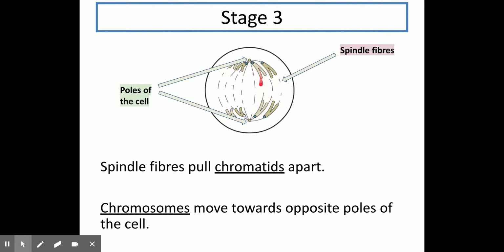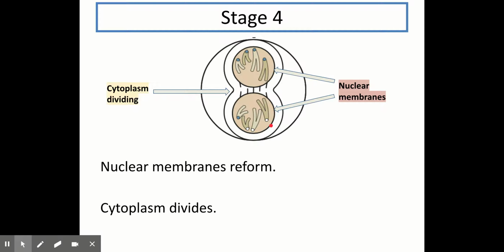So the spindle fibres pull the chromatids apart, and the chromosomes move towards opposite poles of the cell. The poles are like the poles on a globe as well, so just the top and bottom parts here. So now the chromatids have been pulled apart, and now the chromosomes have moved towards each side of the cell. We now have the correct number of chromosomes to create the 2 new daughter cells.